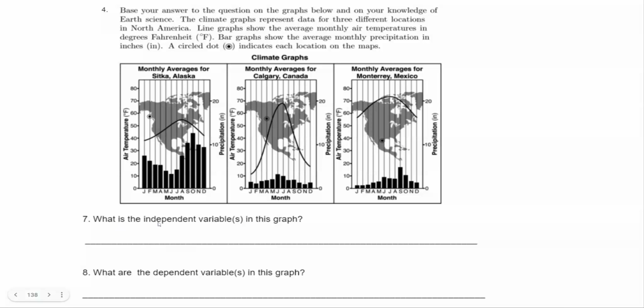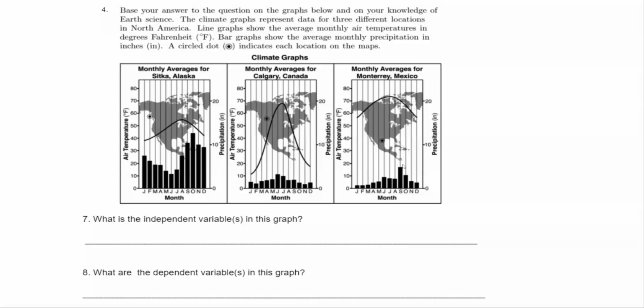Next, 7 is asking what is the independent variable or variables in this graph, and 8 is asking what are the dependent variable or variables in this graph. So, let's see. I have to find out which ones are my variables first in my graphs, and then I can categorize them into independent versus dependent variables. The things that are changing are my variables in my graph. It looks like the month or time is changing, the air temperature, my line graph, is changing, the precipitation, the bar graphs, are changing, the location, the circle dots, are also changing.